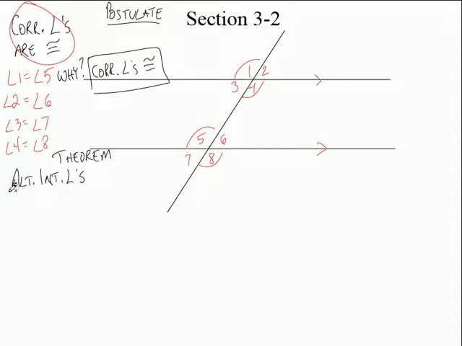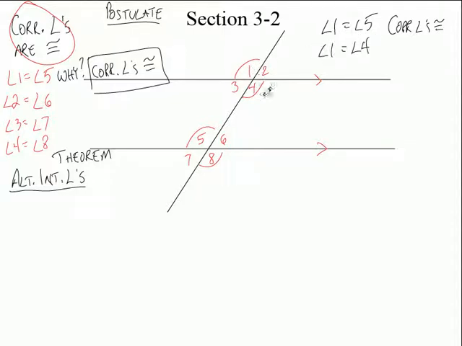All right, let's talk about this. 1 equals 5. Why? Corresponding angles are congruent. Now watch. Let's do this: 1 equals 4. So watch. Angle 1 equals angle 5. Why? Because the corresponding angles are congruent. What else does 1 equal? Angle 4, doesn't it?